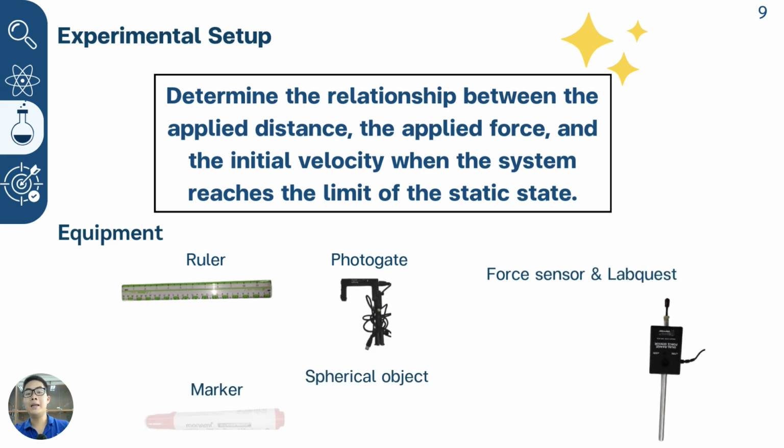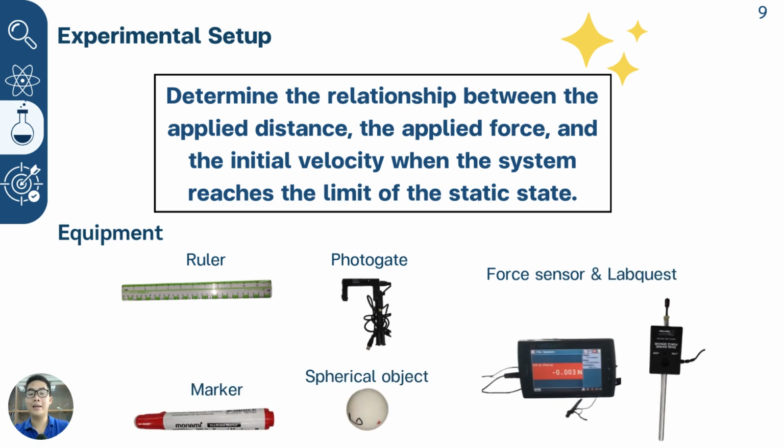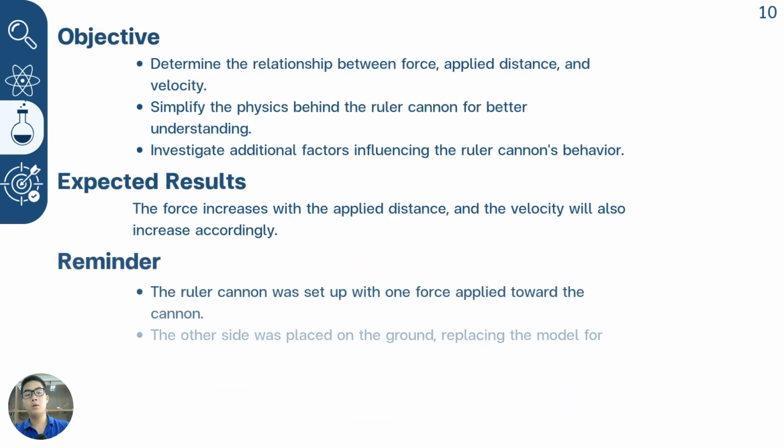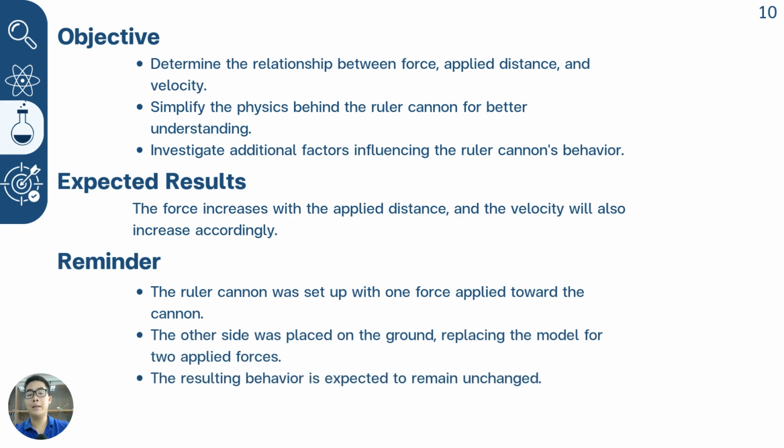The main idea of this experiment is determining the relationship between applied distance, applied force, and the initial velocity at the static limit. We used the following equipment for our experiment, shown below. The objective is to determine the relationship and simplify the physics behind the ruler cannon. We expect that the force increases with the applied distance and the velocity also increases accordingly. Note that the ruler cannon was set up with one force applied toward the cannon, but I hope the resulting behavior remains the same.